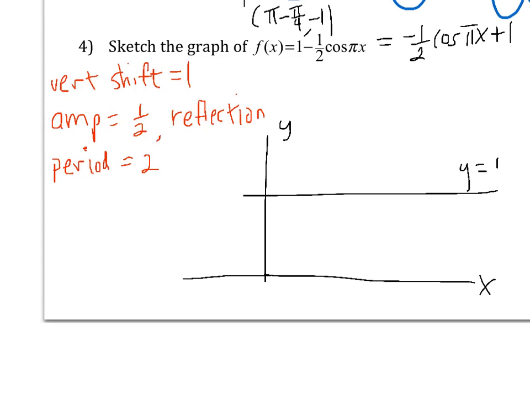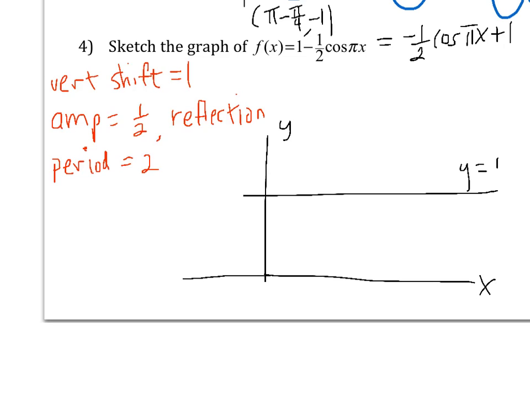Okay, so on this one, you might want to rewrite it first as negative 1/2 cosine pi x plus 1. That might be helpful. You notice there's a vertical shift of 1. The amplitude's 1/2, but there's also a reflection there because it's negative, and the period will be 2 pi over pi, which is 2. But it's basically a cosine function.